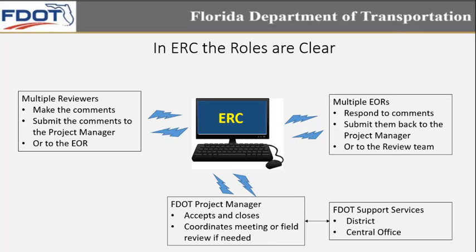And obviously, the process: multiple reviewers make comments, submit comments to the project manager or to the EOR. Multiple EORs respond to comments, submit them back to the project manager or to the review team. And the FDOT project manager accepts and closes the comments or tries to resolve them, coordinates meetings or field reviews if needed to resolve the comments. And as you see, on the side connected to the FDOT, as we said, maybe not reviewing the plans themselves within ERC, you always have FDOT support services assisting the FDOT project manager from either the district or central office.